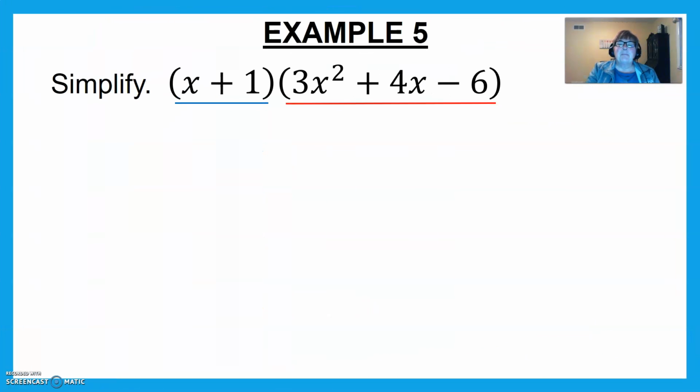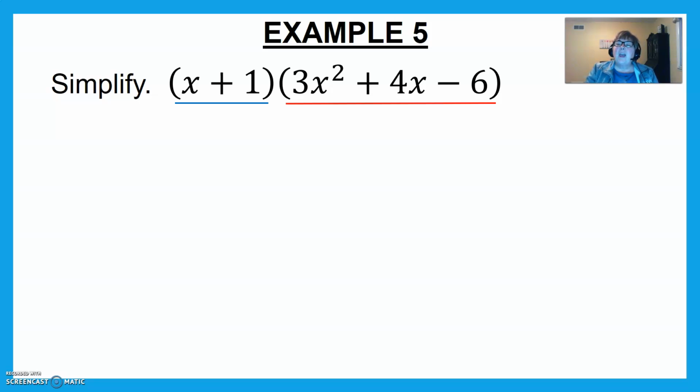Now this last example is the quantity x plus 1 times the quantity 3x squared plus 4x minus 6. This one's different because it is a binomial. Remember, bi means it has 2 terms. And the second one is a trinomial. Trinomial means it has 3 terms. And we haven't looked at one of these.